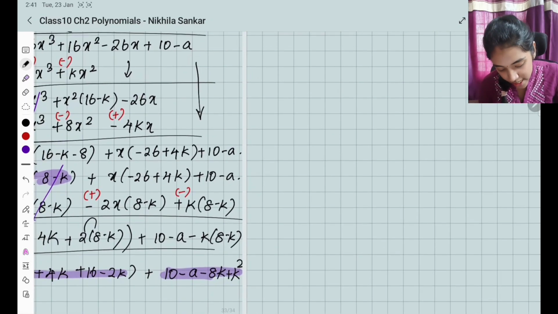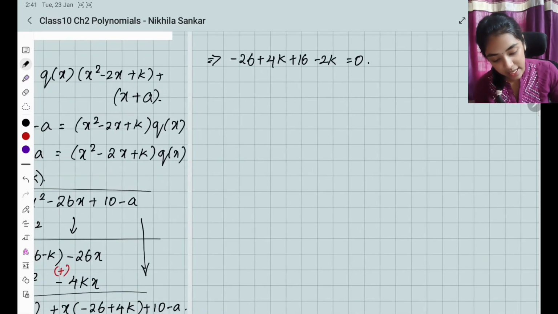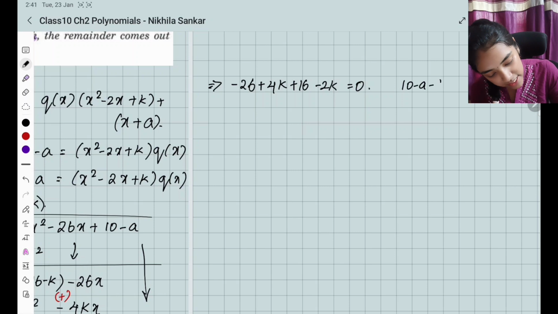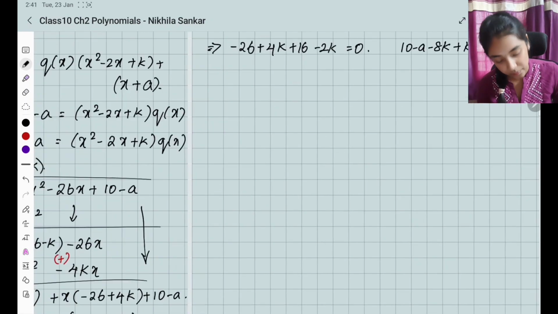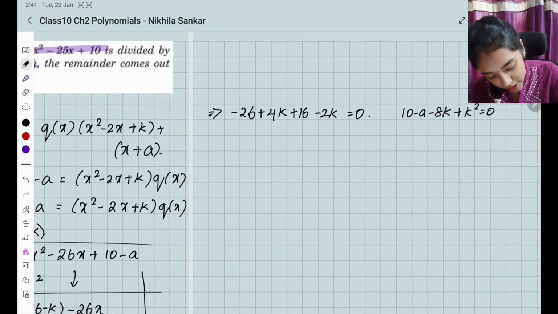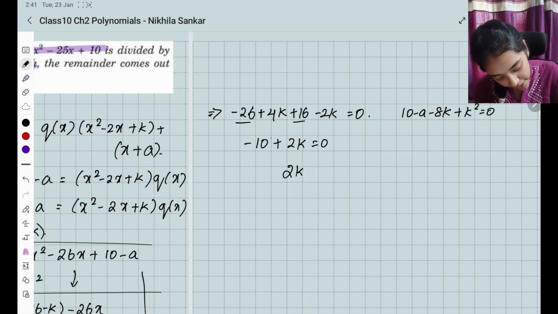This is equation. And the next equation is going to be 10 minus a minus 8k plus k square equals 0. So this is another equation. Okay, புரிஞ்சுதா? Okay, so let's find the value of k from this. So we have minus 26 plus 16 is going to be minus 10. 4 minus 2 is going to be plus 2k equals 0. So we have 2k equals 10 and k equals 5.